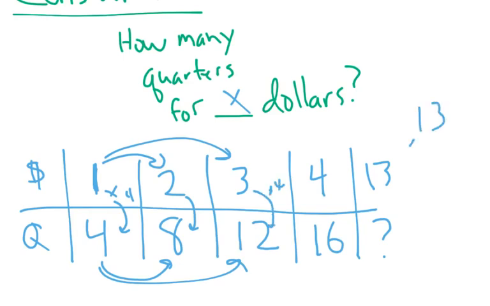So 13 times 4, oops, not 42, 52. So you would need 52 quarters. And that's proportionality: noticing a constant change from one thing to the next thing. What we're going to do is explore some of what that means in more detail and what this means for what you'll have to do.